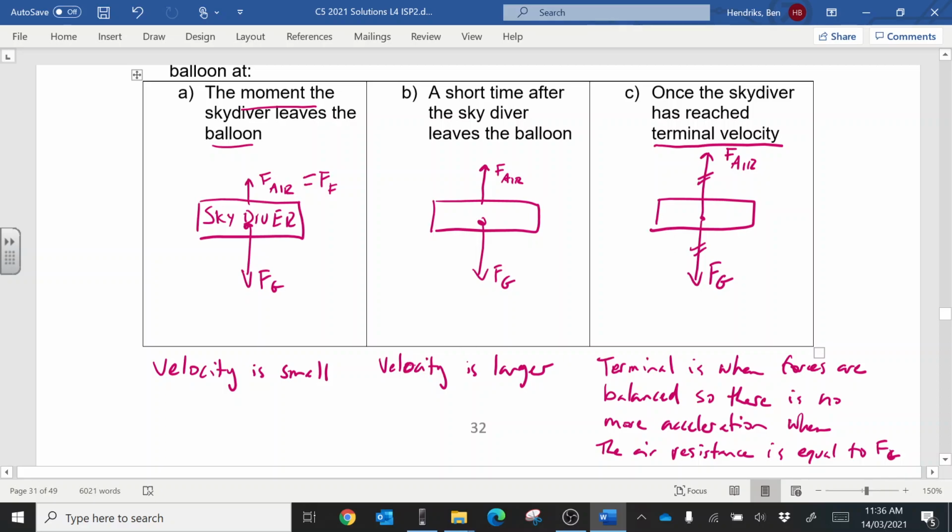Okay, so the key thing is, as velocity increases, the air resistance increases. So the air resistance increases until it matches the force of gravity.